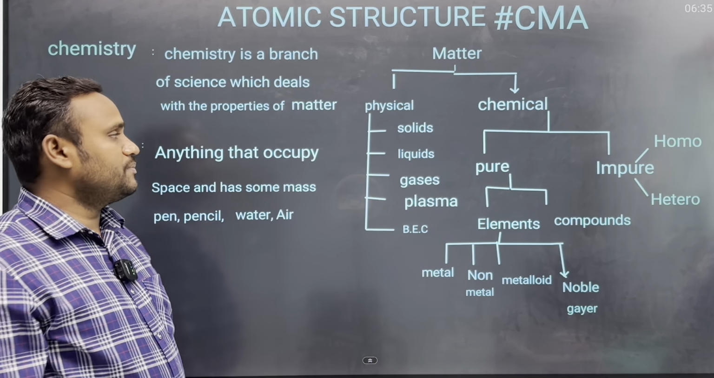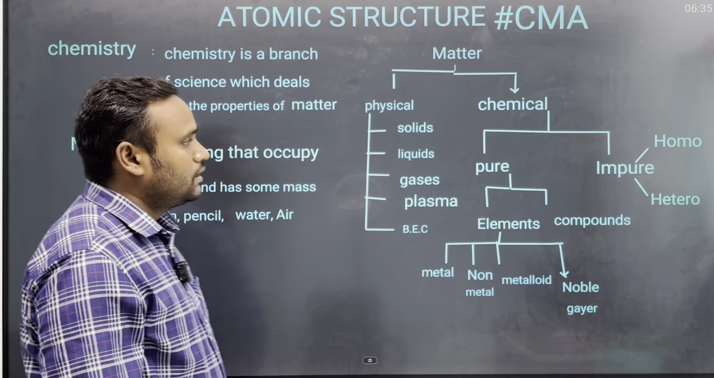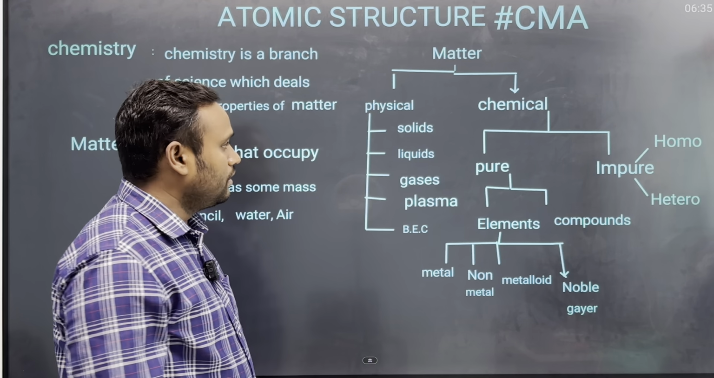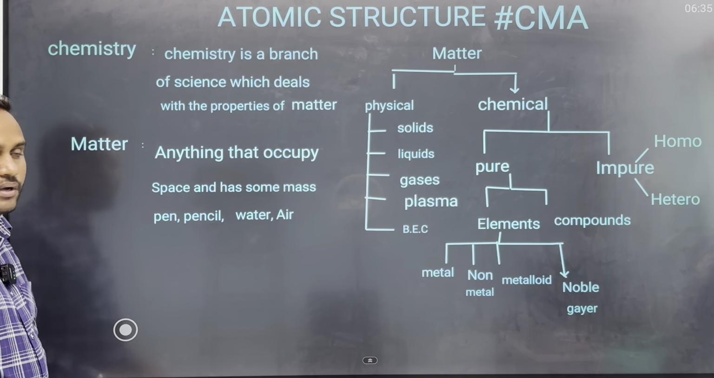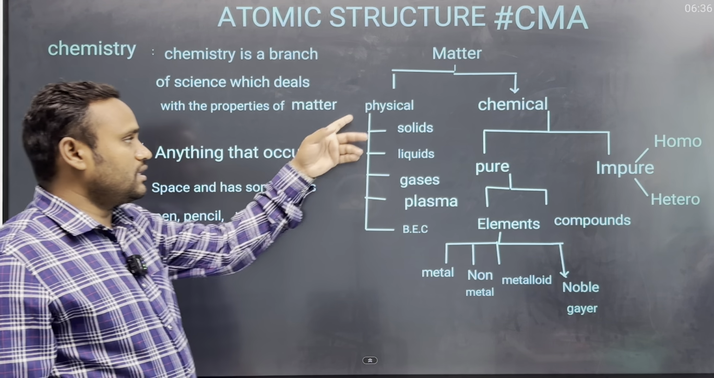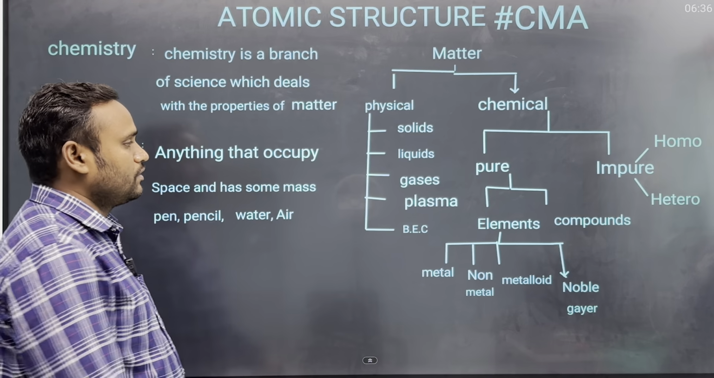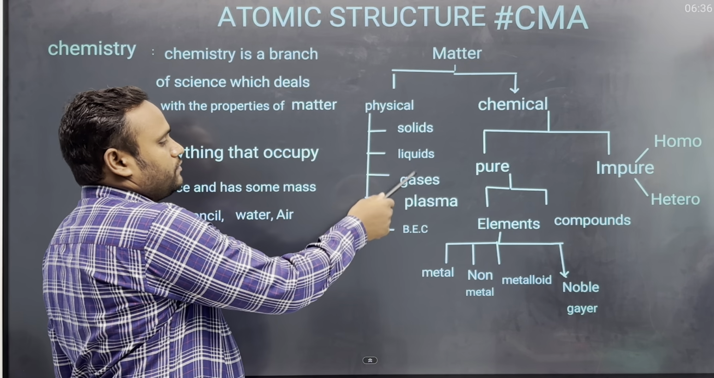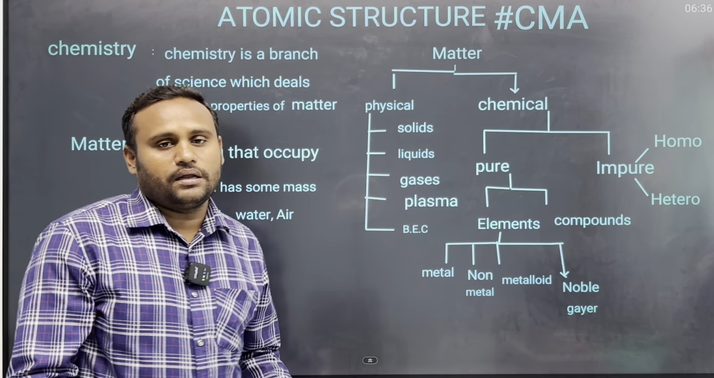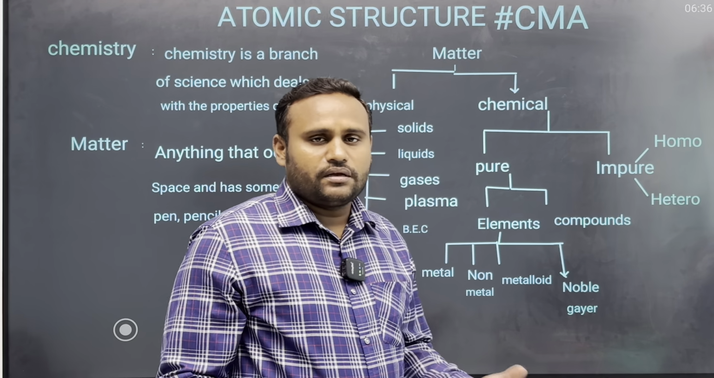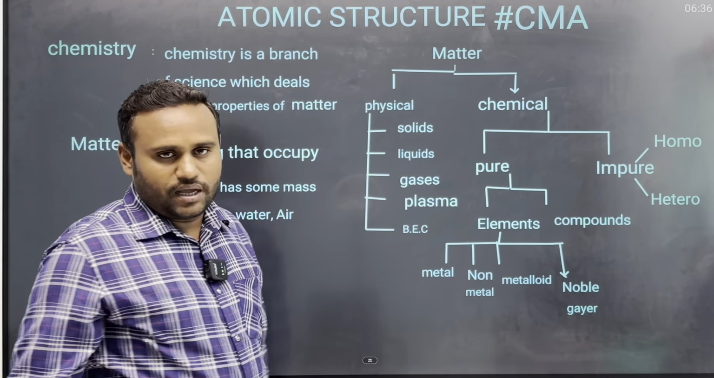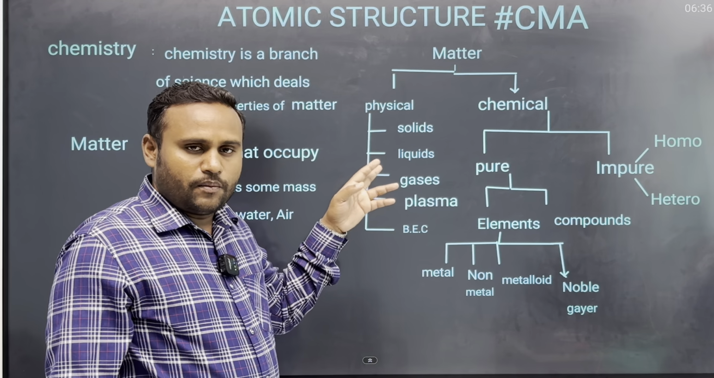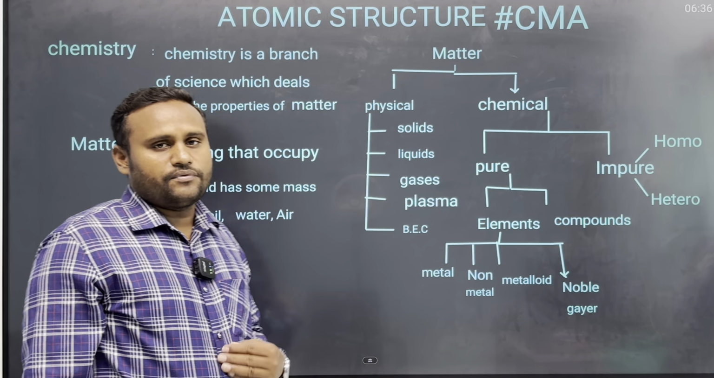The classification based on the physical properties is called physical classification. If the classification is based on the chemical properties, that is called chemical classification. In physical classification we mainly have three types: solids, liquids, and gases. Based on the particle arrangement and their properties, we classify the matter into solids, liquids, and gases. Again, we will discuss them in detail in states of matter.